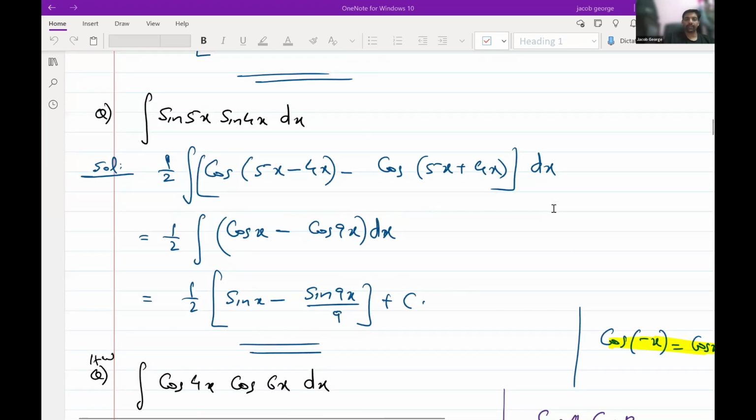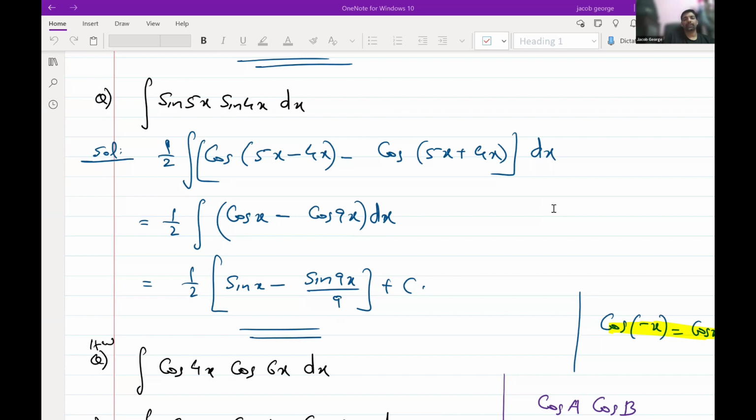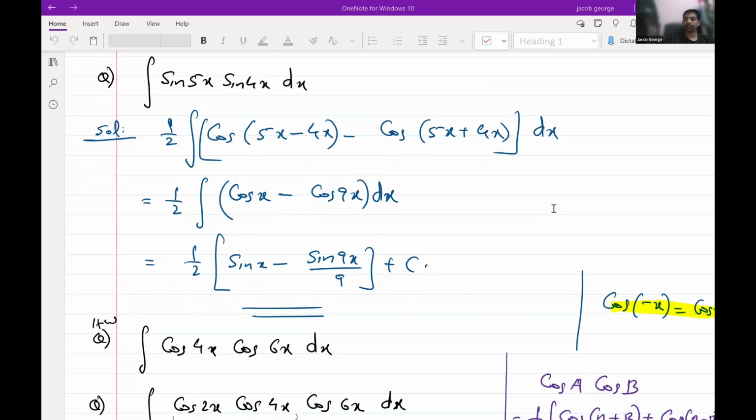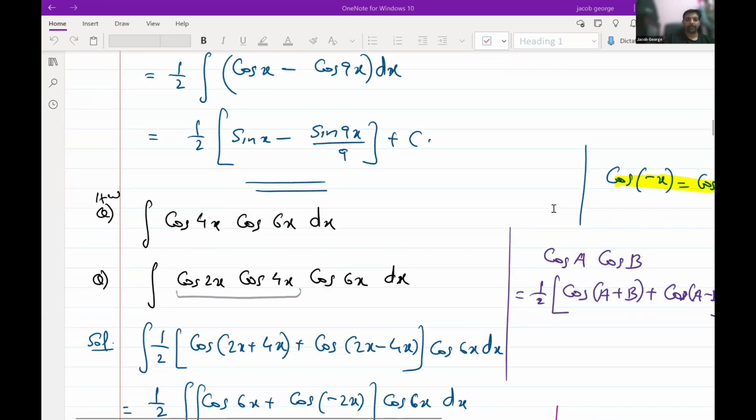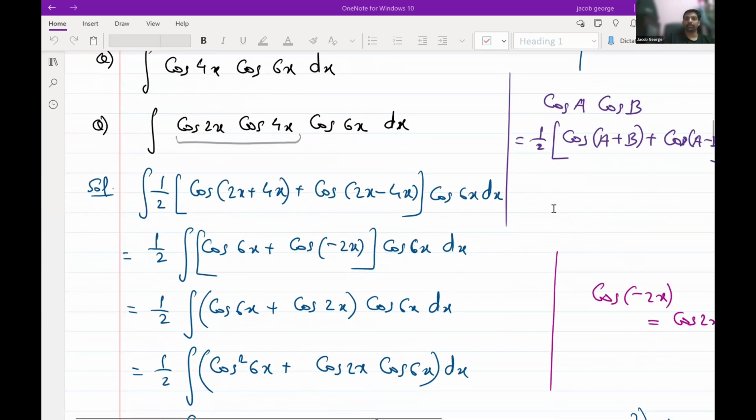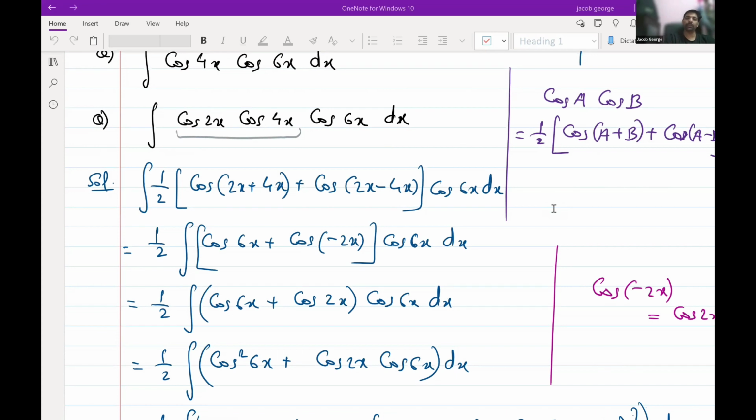Next is also the same way, the sin A sin B form. That is cos A minus B minus cos A plus B. And look at the product of three trigonometric functions. This is very important, a 3-mark question. When it comes like this, a product of 3, we take 2 at a time and apply the product formula. Here I took cos 2x into cos 4x and applied the formula for cos A cos B. Cos A cos B is a half of cos A plus B plus cos A minus B. That is applied first. That is half of cos 6x plus cos 2x.